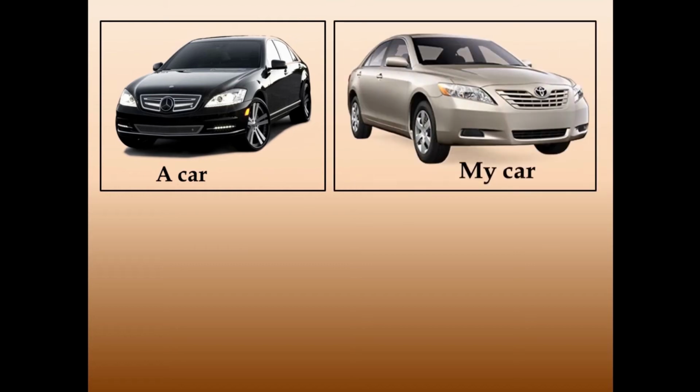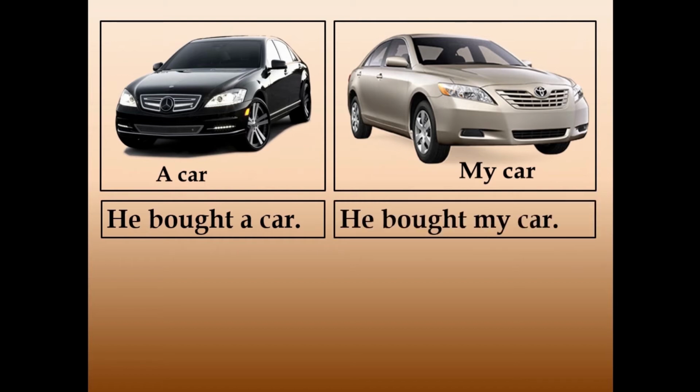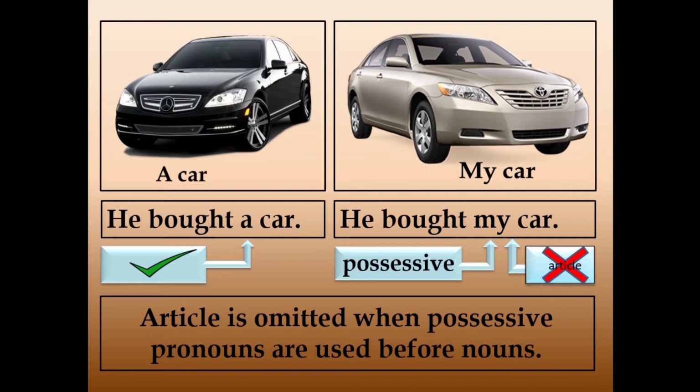A car, but my car. He bought a car. He bought my car. So here we can use a. But in possessive, we can't use any article. So article is omitted when possessive pronouns are used before nouns.